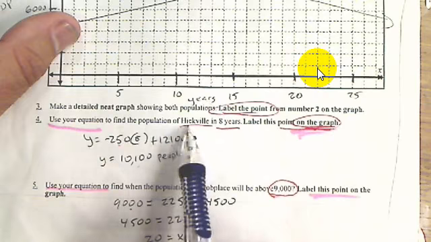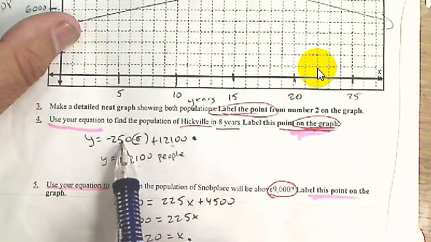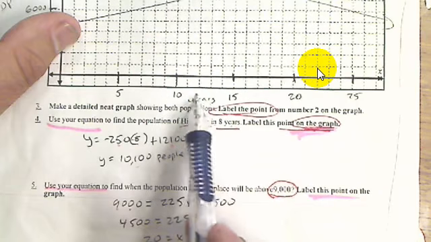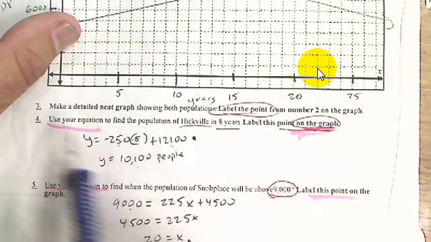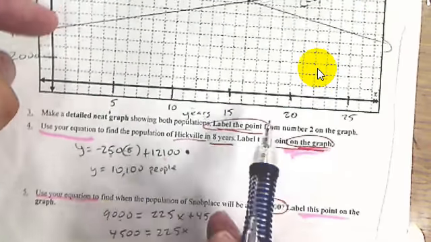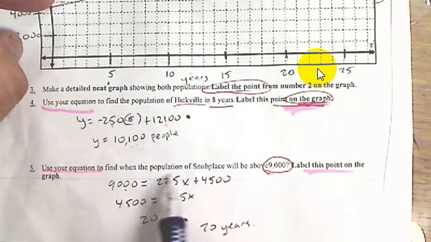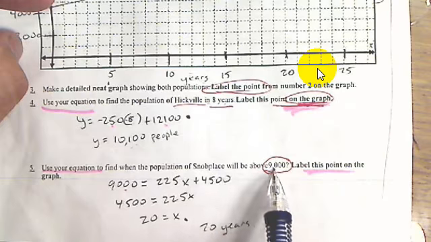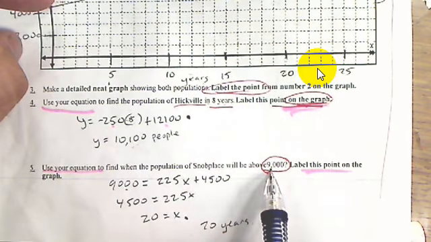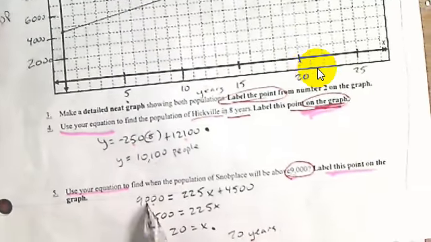Use your equation to find the population of Hicksville in 8 years. In 8 years, plug it in for the x, because that's the x-axis, years. And I solved it, and I got 10,100. And then over here, Snob Place will be above, the population will be above 9,000, so that's population is the y. See, the y is the population. Plug it in, and then solve.